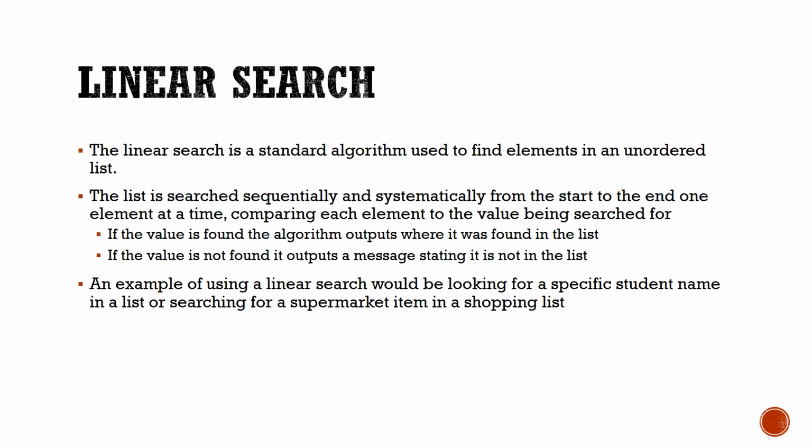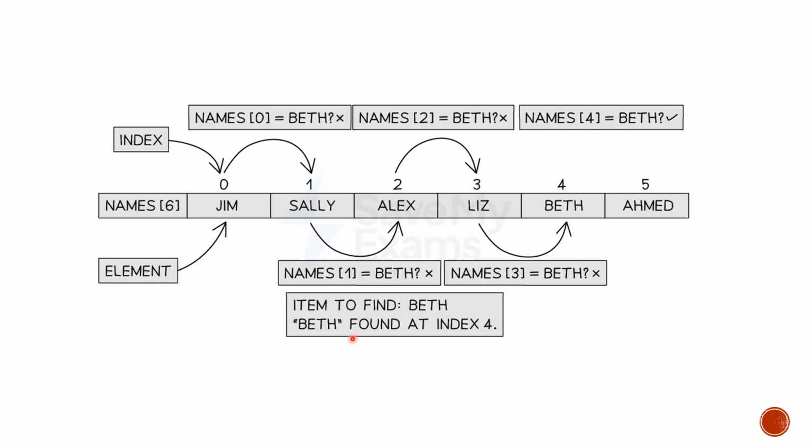An example of using linear search would be looking for a specific student name in a list or searching for a supermarket item in a shopping list. As you can see, we are looking for the name Bath, and this is our target. Let me show you. This is your array, names, with 6 as the size of my array, and these are the elements, right? And this is the index. Arrays always start with index 0: 0, 1, 2, 3, 4, 5.